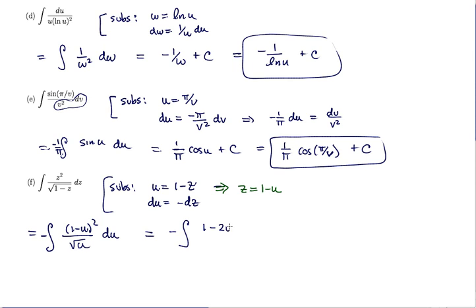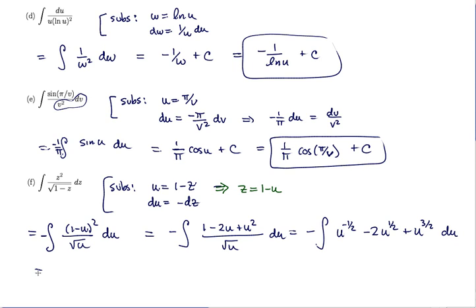1 minus 2u plus u squared, divided by root u, du. So I can divide root u into every piece. Into the first piece, I can just write it as u to the negative 1/2. u divided by root u, that's just root u, or u to the 1/2. And root u going into u squared, that would be u to the 3/2. So it would be 2 minus 1/2, or 4/2 minus 1/2, which is 3/2.